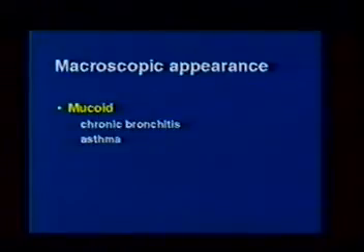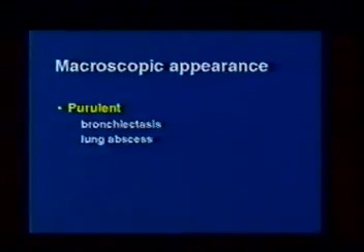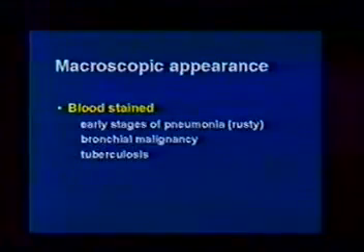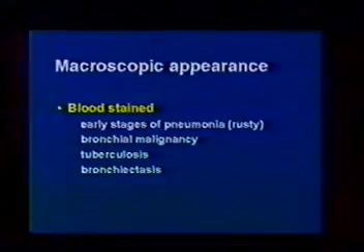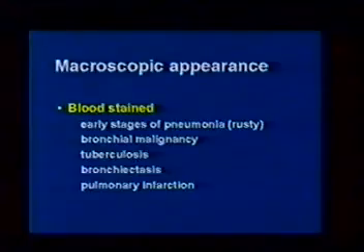Sometimes macroscopical appearance gives a clue to the diagnosis, like mucoid sputum in chronic bronchitis and asthma, frothy sputum, classically pink frothy sputum in pulmonary edema, purulent sputum in bronchiectasis, lung abscess, and also in the resolving phase of pneumonia. Blood-stained sputum is alarming, seen in early stages of pneumonia, bronchial malignancy, tuberculosis, bronchiectasis, and in pulmonary infarction.